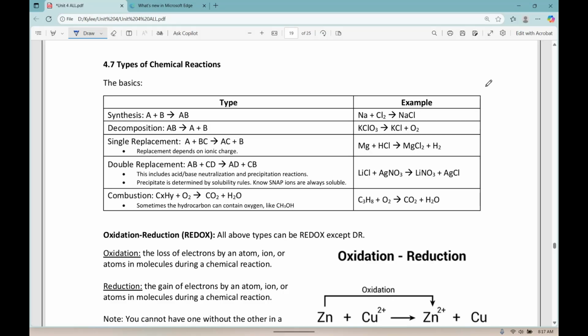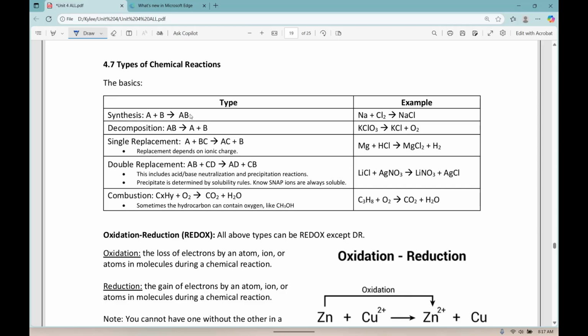This is Miss List, and today we are taking a look at AP Chemistry 4.7, which is on types of reactions. Now, this first little bit I have actually already introduced in 4.1 with the 5 basic types of reactions.